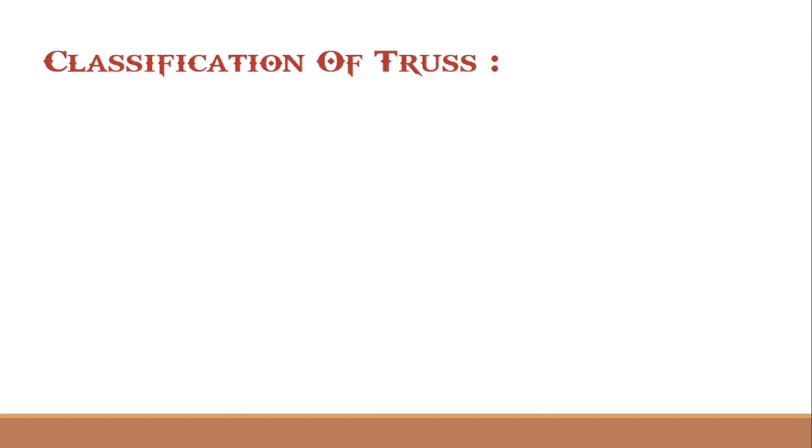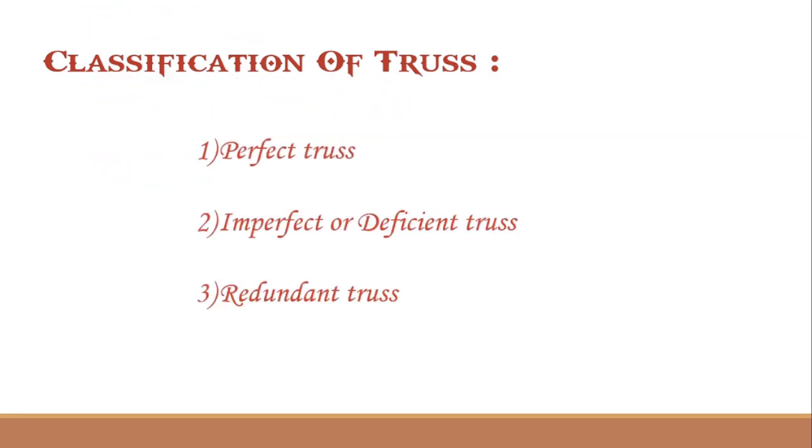Now we will classify the trusses. There are three types of classification. The trusses are classified into three types: perfect truss, imperfect truss, that is deficient truss, and redundant truss.